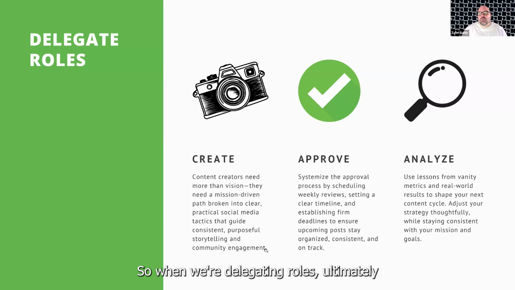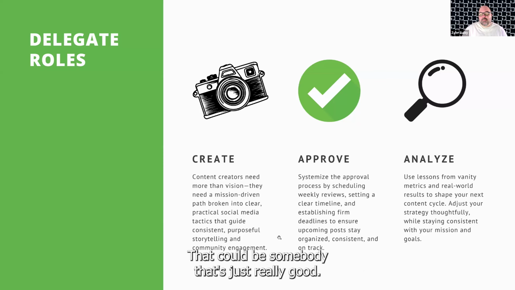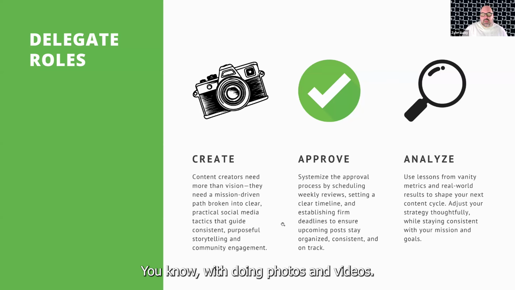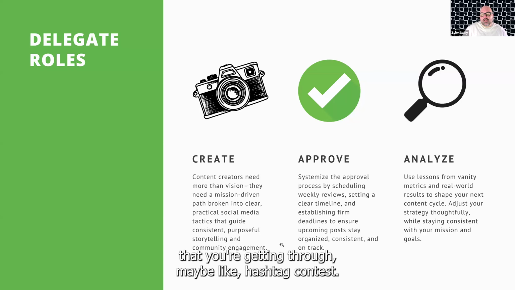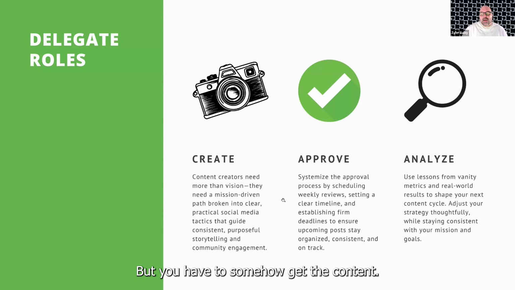So when we're delegating roles, ultimately, we really have three roles, right? Somebody needs to create the content. And that could be a third party, somebody that's really good with photos and videos. Again, that could be harvesting from shared content that you're getting through maybe a hashtag contest. But you have to somehow get the content, so someone needs to be in that role.